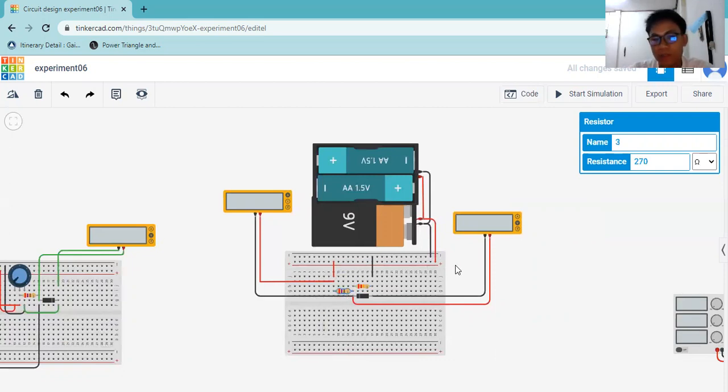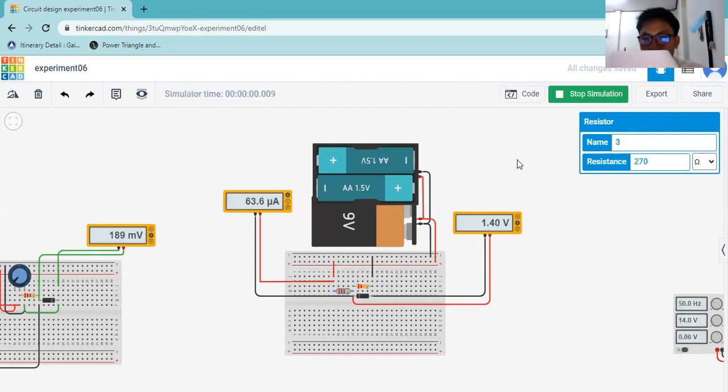In this part, we want to measure the voltage across this diode, and also the current across this resistor. So let's start the simulation. Here the voltage we can measure is 5.4, and the current through this resistor is 260 microampere.